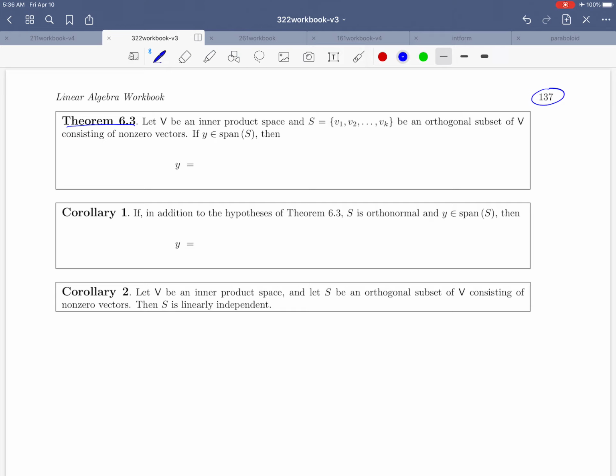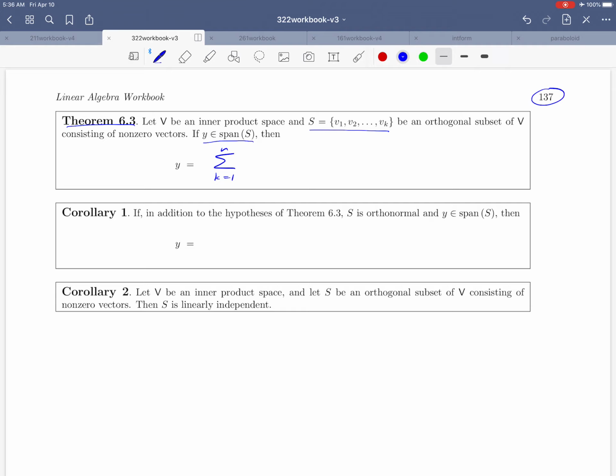So we're starting with an inner product space V and a set S of vectors that are orthogonal and non-zero. And remember, orthogonal just means that any two vectors in that set are orthogonal to each other. Okay, and we'll suppose that y is a vector that's in the span of S. This theorem basically formalizes the observation that we made on the previous page. It gives us a way of writing y as a linear combination of the vectors in S, and that way of doing it involves inner products.